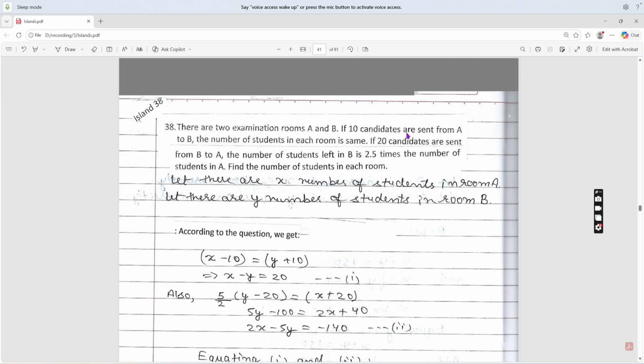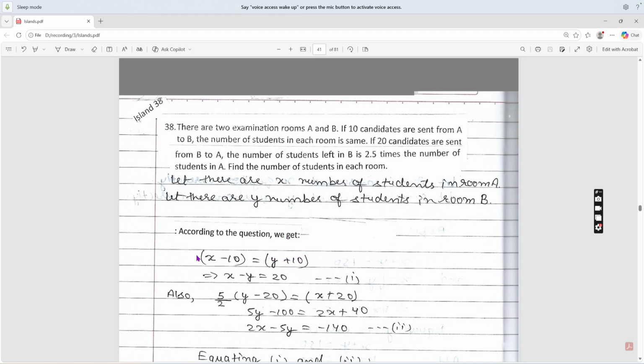Here it is written, if 10 candidates are sent from A to B, the number of students in each room is same, means the ratio is 1. So what we have to do, we have to subtract 10 from x, which is the new arrangement of the number of candidates in room A, and y plus 10 is the new number of students who are going to attempt the examination in room B, and it is same, means ratio is 1 is to 1.